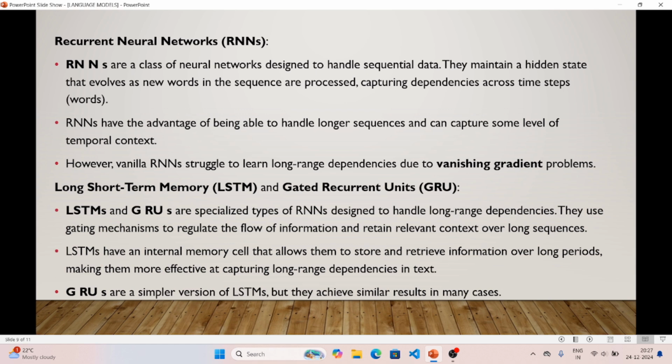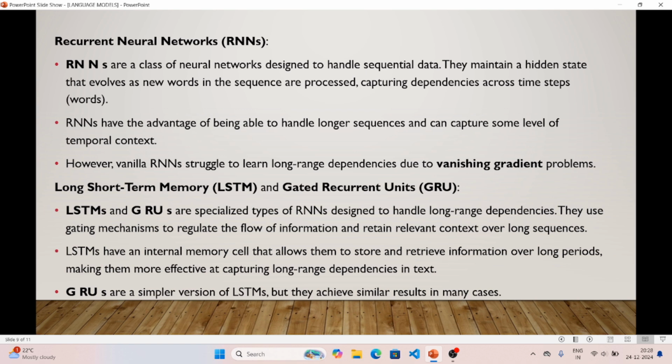Long short-term memory and gated recurrent unit. LSTMs and GRUs are advanced versions of RNNs designed to solve the problem of remembering long-term information, which vanilla RNNs struggle with. LSTMs have a special memory cell that helps store important information for a long time. This memory cell can keep track of useful details over long sequences of words, helping the model remember context from earlier parts of the sentence or text.